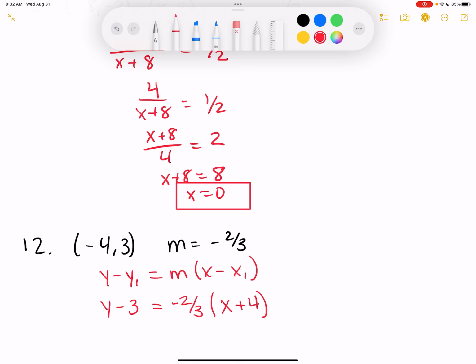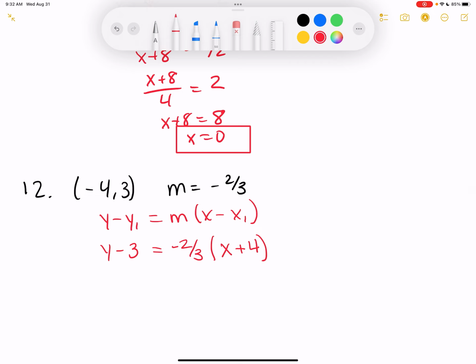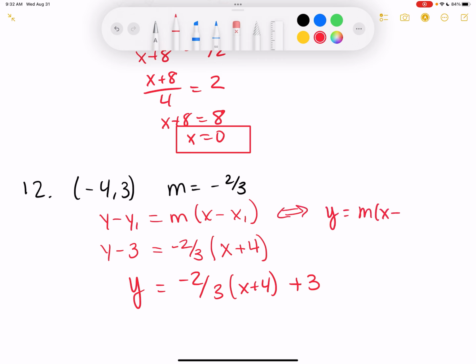The only other thing you could do, if it's irritating you that there's a number with the y, is add the 3 over to the end of this. This is also considered point slope form. I don't know if I put it in the notes, but sometimes a book writes it as y equals m times x minus x1 plus y1. So either one of those is fine. It looks better that way.